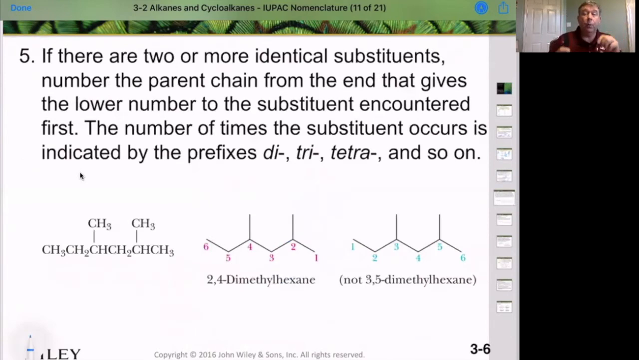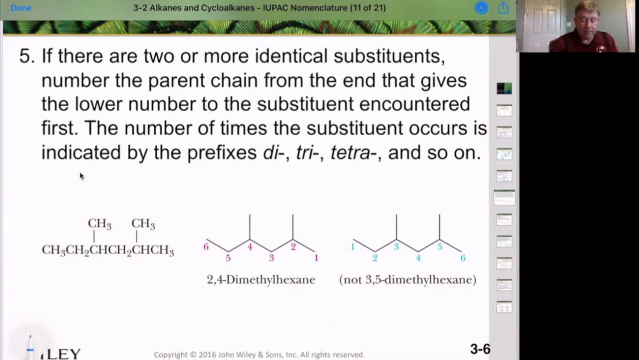If you have 2 or more identical substituents, you still have to choose your parent chain and number them by the lowest number possible, okay? So we're still following those rules, but now, because they're the same, you can add a prefix that denotes how many of those substituents you have, okay? So if you have 3 methyl groups, you can say trimethyl. If you have 2 methyl groups, you can say dimethyl. If you have 4 ethyl groups, you can say tetraethyl, okay? So you just add that to the number, but you still have to number each of them.